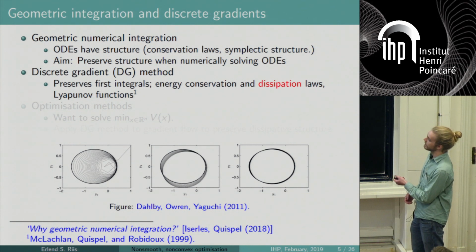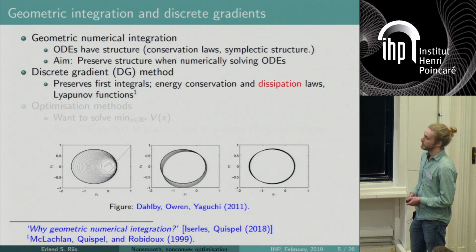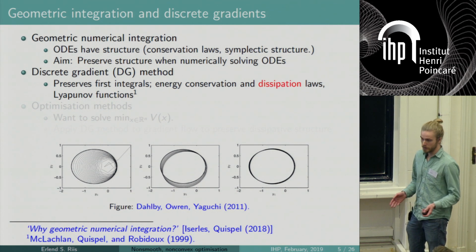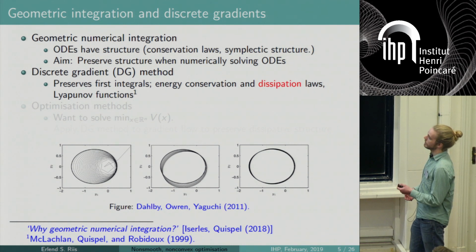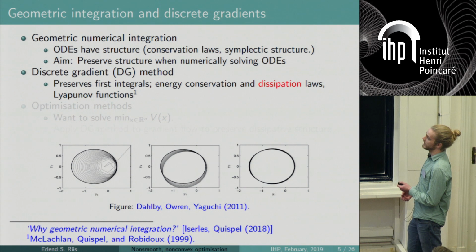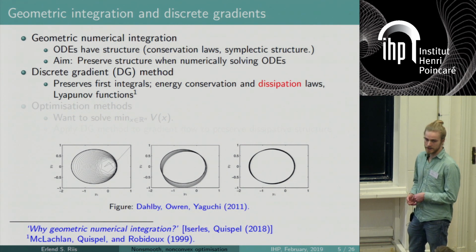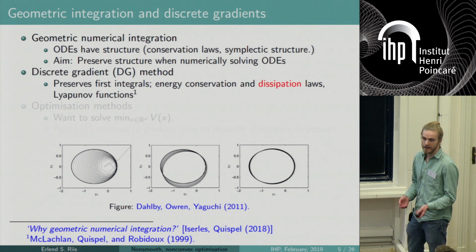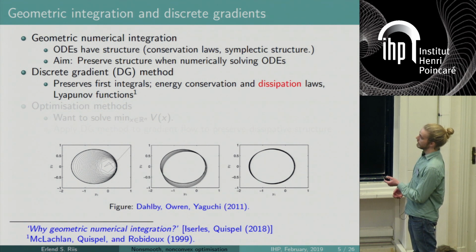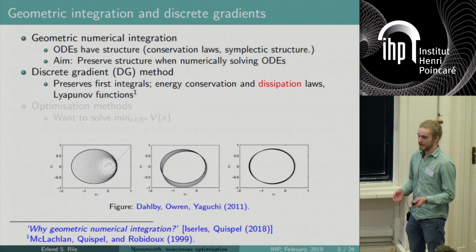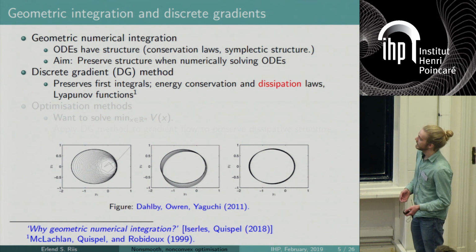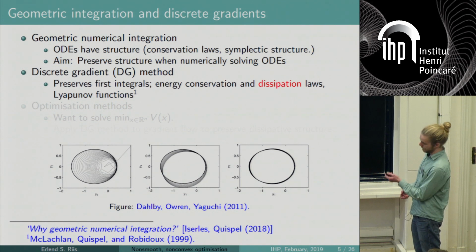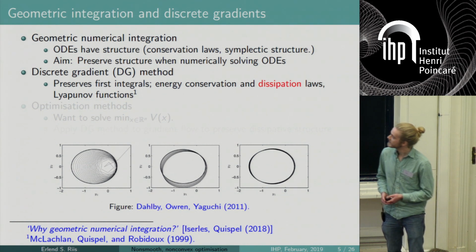And yes, this figure is taken from a paper where they looked at modeling just the two-body problem, the Kepler two-body problem, where this is the movement of one body with the other body placed in the middle. And the system basically has four energy conservation laws. It has a Hamiltonian structure and angular momentum preservation. So by formulating some discrete gradient projection methods, they're able to achieve better and more stable results by increasingly preserving more of these energies using discrete gradient methods. There's also a recent survey, Why Geometric Numerical Integration, by R.A. Serlis and Reinout Quispel, if you're interested.